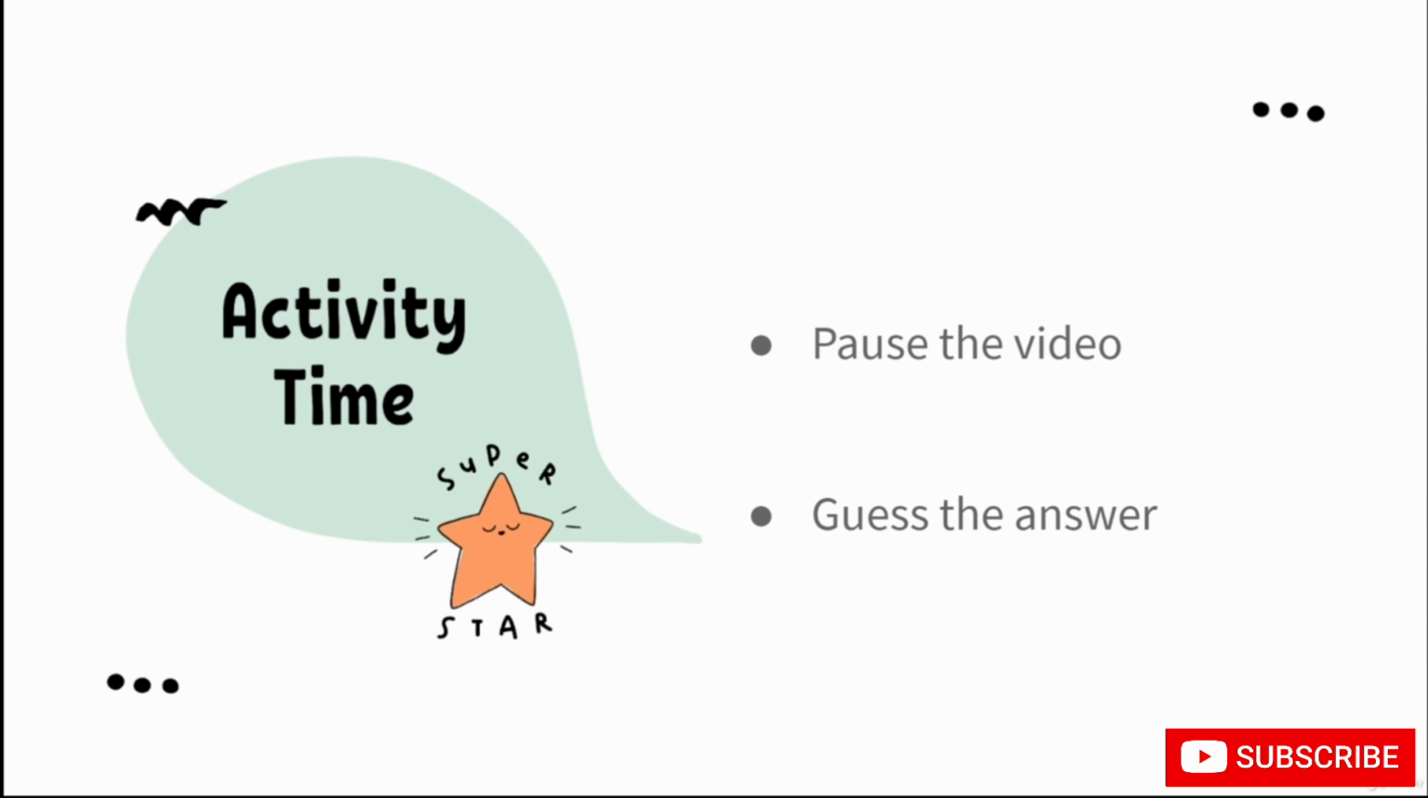Now it's an activity time. I want you to pause the video and try to guess the answer. You have to guess two different things. One of them is the verb, which can be legen or liegen. And the other one is the form of the name after the preposition. It can be accusative or dative.